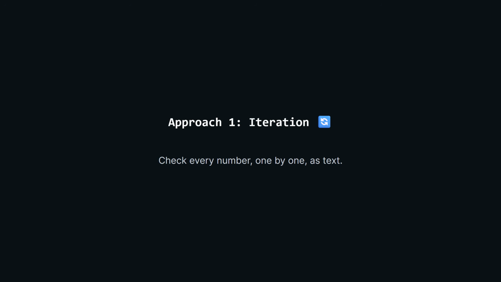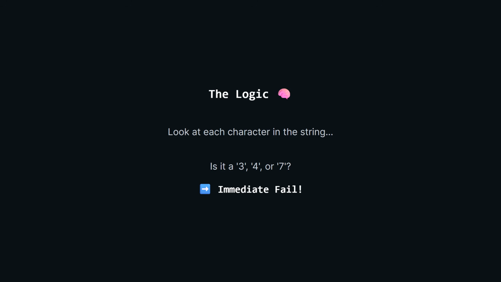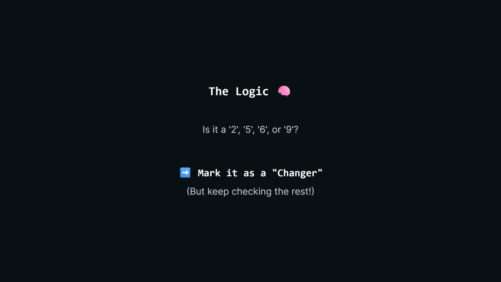Our primary approach is straight-up iteration. We will literally just look at every single number from 1 to n, treating them as strings of text. We convert a number to a string and look at the characters. If we spot a 3, 4, or 7 anywhere, we immediately stop checking and throw that number in the trash. If we spot a 2, 5, 6, or 9, we make a mental note that this number has the power to change. We still have to check the rest of the digits though, just to make sure there are no bad ones hiding at the end.